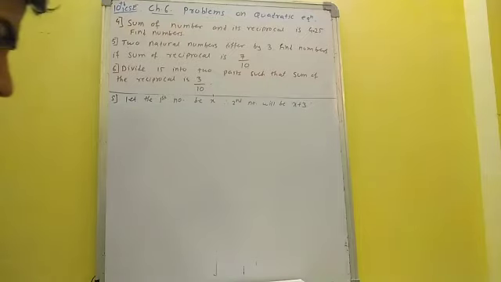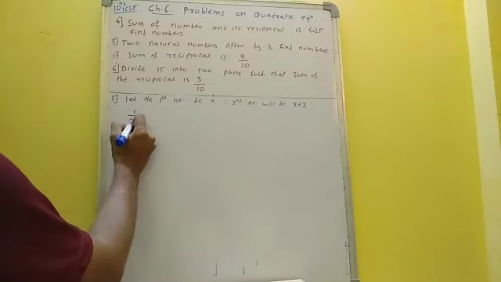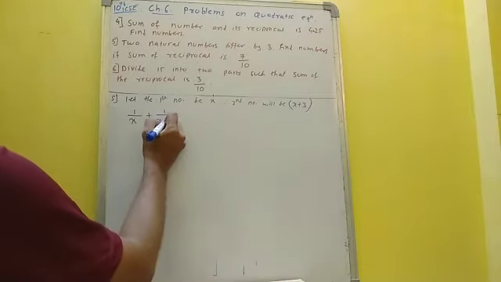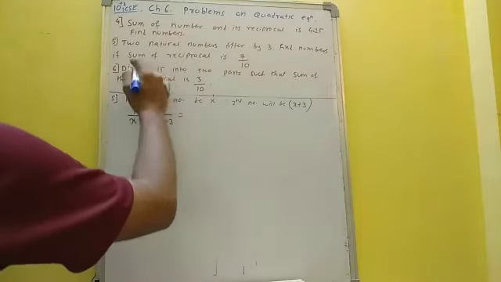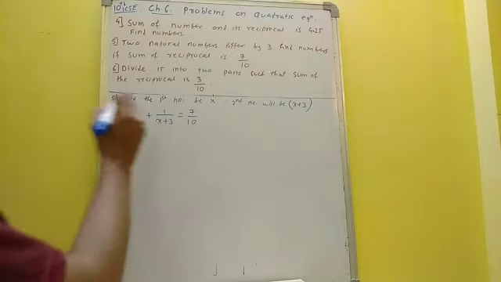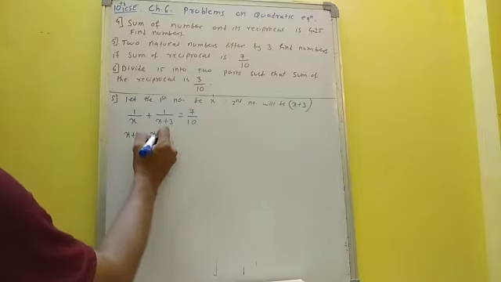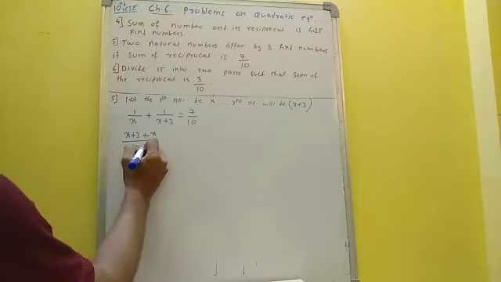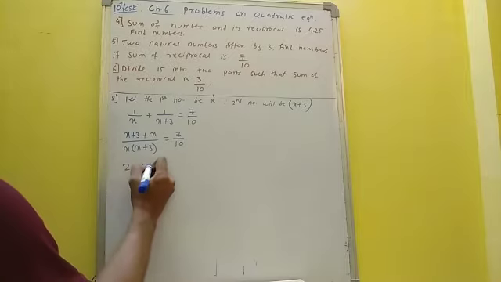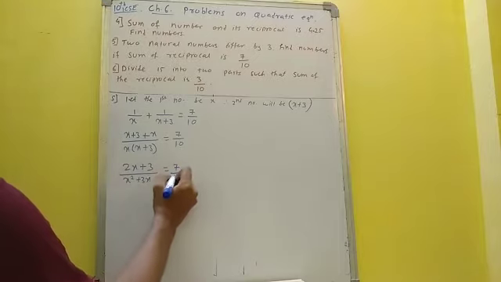Yes, let me read the question. Two natural numbers differ by 3. Yes. Now sum of the reciprocals means the first number is x, so 1 upon x. Second number is x plus 3, so its reciprocal is 1 upon x plus 3 is equal to sum of the reciprocals, 7 upon 10. So when I cross multiply it, x plus 3 into 1 is x plus 3. x into 1 is x, and multiply x into x plus 3 is equal to 7 upon 10. So x plus x is 2x plus 3. I have x square plus 3x is equal to 7 upon 10.